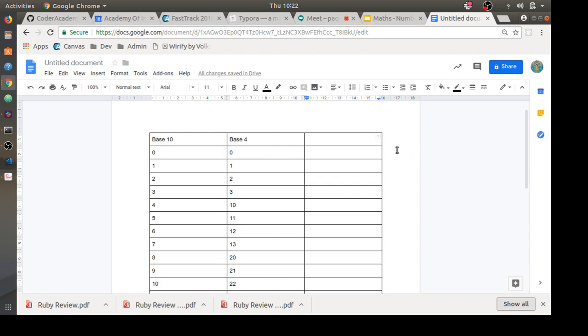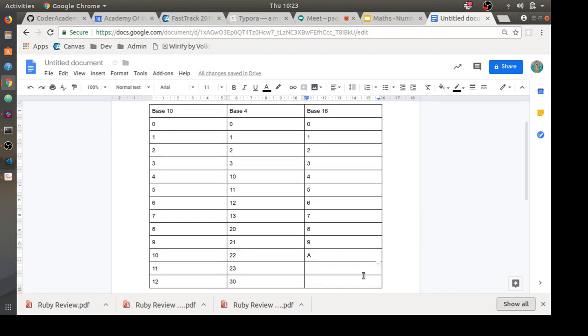So if we look at a base bigger than base 10, base 16 is a common one. If we look at base 16, then we have 0, 1, 2, 3, 4, 5, 6, 7, 8, 9. The next one's A, right? And A is 10 in base 10. And then we have B.